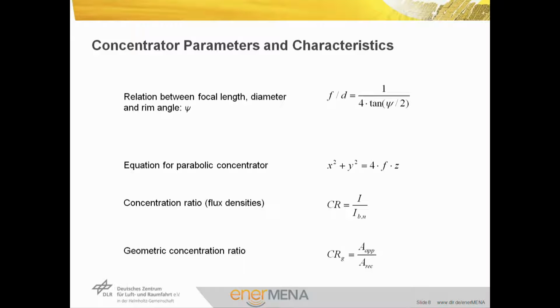Concentration ratios are widely used to describe the quality of concentrators. We find ratios using the flux densities in the focal area in relation to the flux density of the sun in the mirror aperture. Or we can define a geometrical ratio using the size of the focal area in relation to the aperture size of the concentrator.